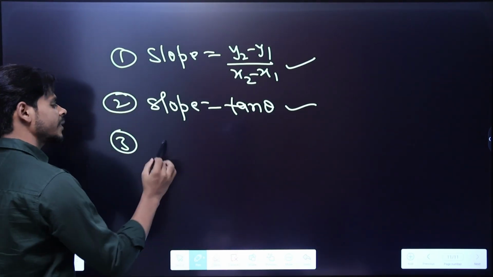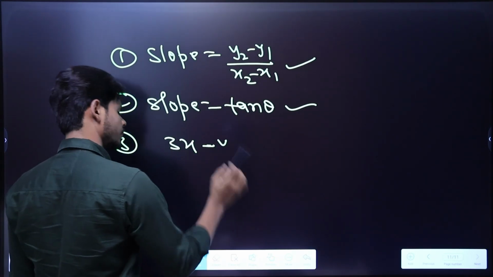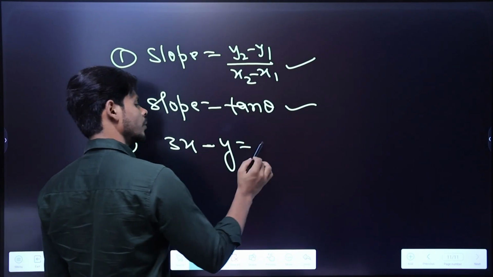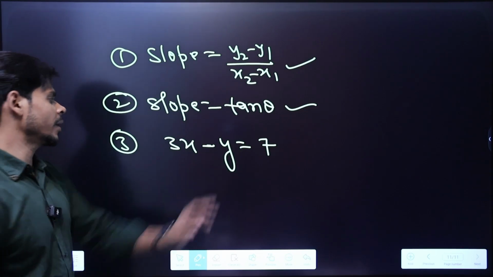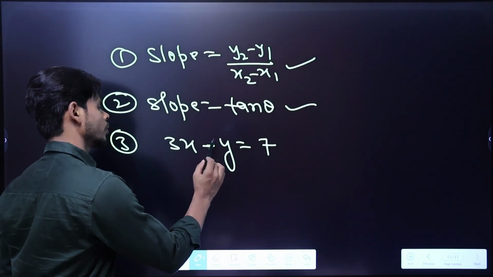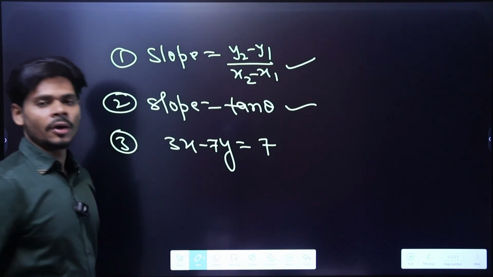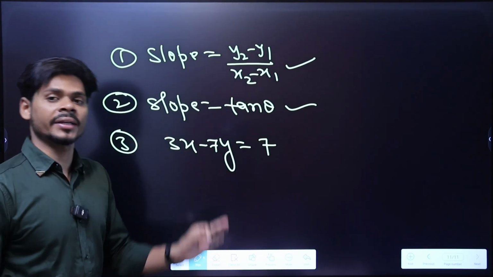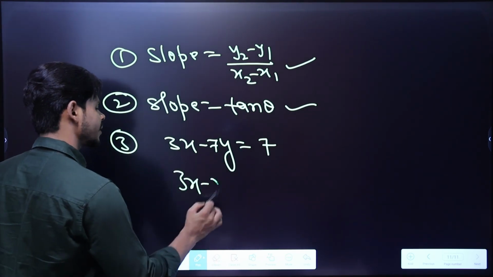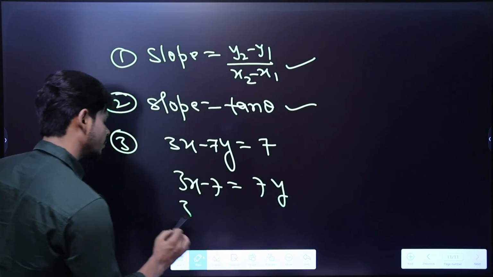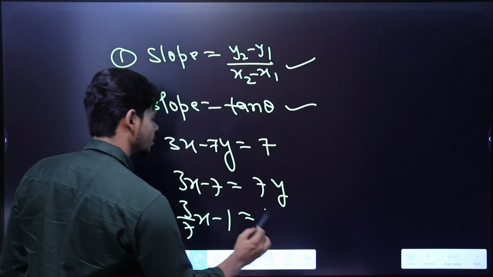For example, if I say I have a given equation of a line like this, and here also 7 is given, fine. From here you just need to find the value of y. So the value of y will become 3x minus 7 is equal to 7y. So y will become 3 by 7 times x minus 7 by 7, which is 1, is equal to y.